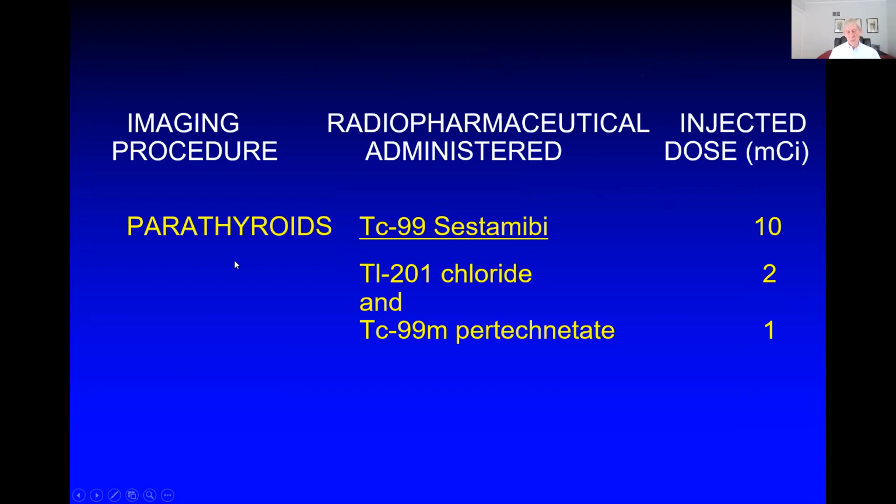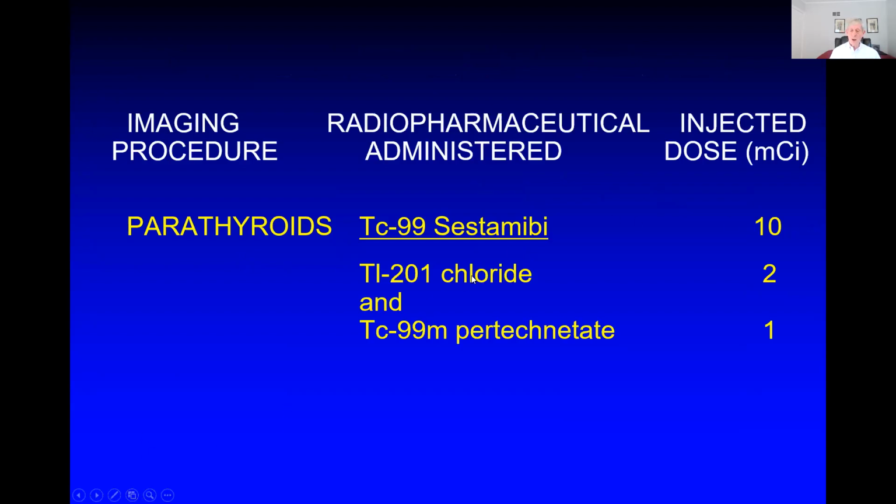Next is parathyroid imaging, and you may not be aware of this, but many years ago, we used to do a study with 2 different isotopes. We used to do a thallium scan and then follow that up with a pertechnetate scan. And I'll show you a diagram that will explain why we did that. Today, no one would do that. Everyone would use sestamibi, probably a 10 millicurie dose.